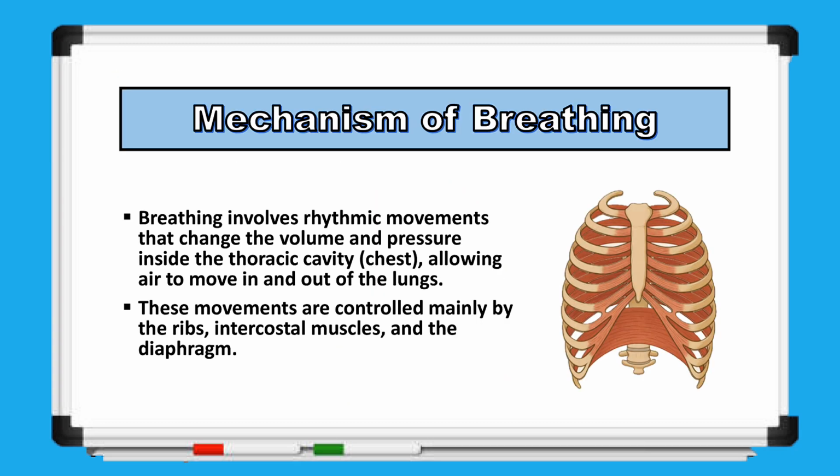When we talk about the mechanism of breathing, breathing is a continuous, rhythmic process that allows air to flow in and out of the lungs. This process depends on changes in the volume and pressure inside the thoracic cavity, or chest. When the volume of the chest cavity changes, the air pressure inside it also changes, and that's what causes air to move either into or out of the lungs. These movements are mainly controlled by three key structures: the ribs, the intercostal muscles, both internal and external, and the diaphragm. Together, they work in perfect coordination to expand or reduce the chest cavity, making breathing possible.